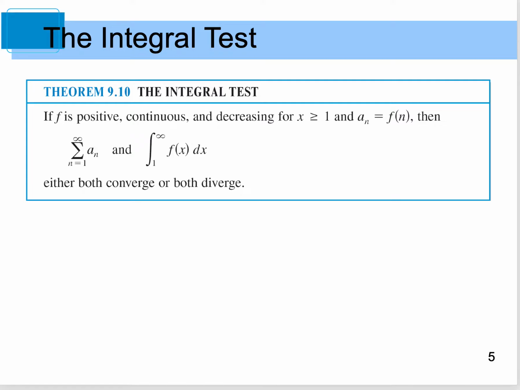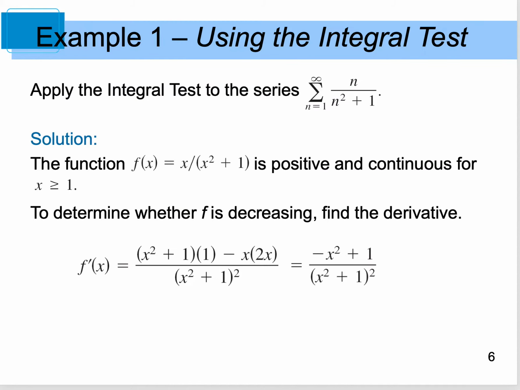For the integral test, it says that I can take the series and take the improper integral of the function, and if the improper integral converges, then so does the series. So that's all this says. What I'm going to do is look at my series. I've got n over n squared plus 1. My function then would just be replacing n with x, and that's not really a step you necessarily need to show. I know that it's positive and continuous.